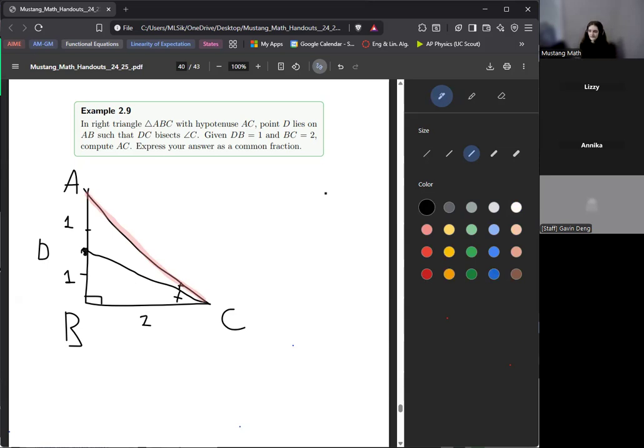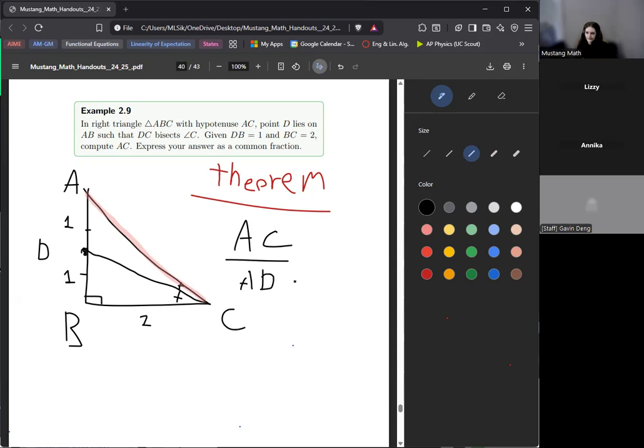So how can we solve this one, do you think? I will say that when we have a bisector like this, there is a very specific theorem that we can use. What theorem can you think of that involves angle bisectors? Yeah, it's in the name actually. So we can use this to say that AC over AD is equal to BC over DB. You might see it written a little bit differently occasionally, but the math will work out the same.